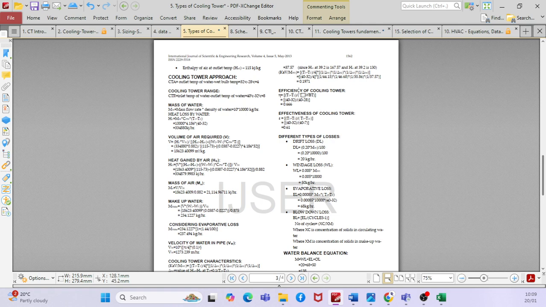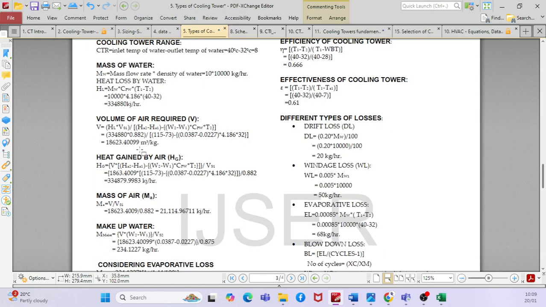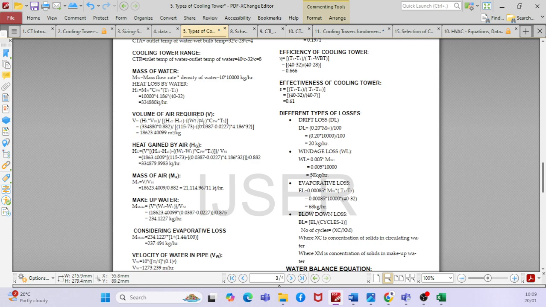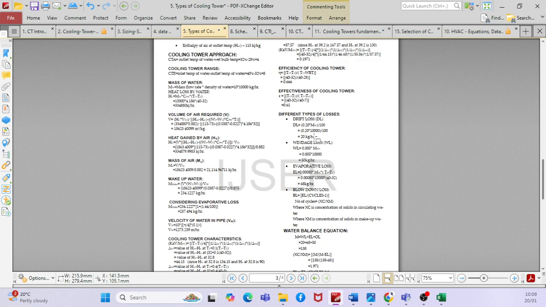See, if you want to know more about the cooling tower, here you will find a lot of things, but this will make it a little bit complicated. For me, whatever we have covered till now is itself a lot of complicated information. That is sufficient to select your cooling tower, essentially. But if you want to calculate inside, like what mass of water and volume of air are required, heat gained by air, mass of air, there is normally an equation given here, but we need not go in depth when you are a contractor or consultant.